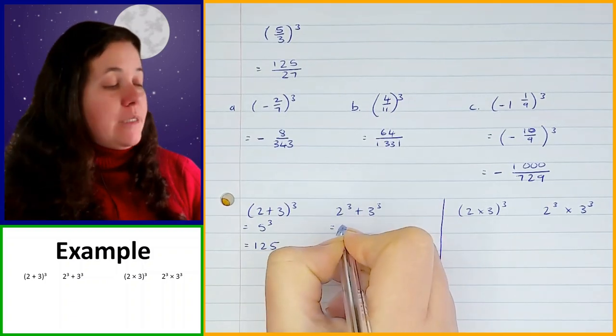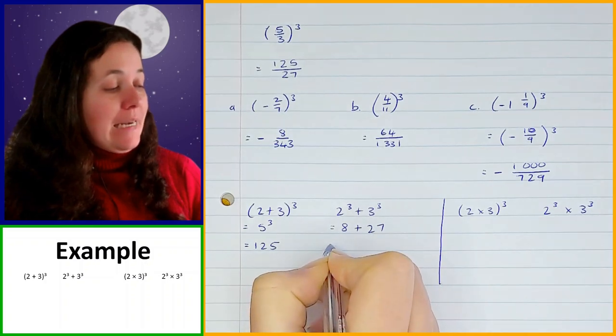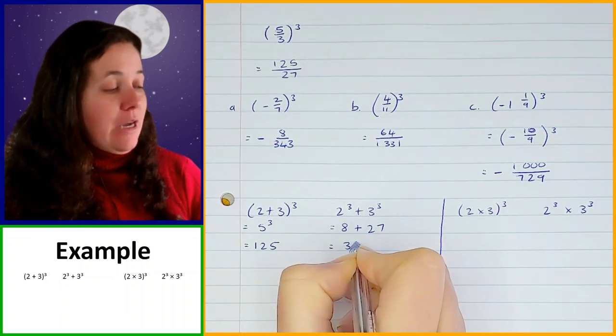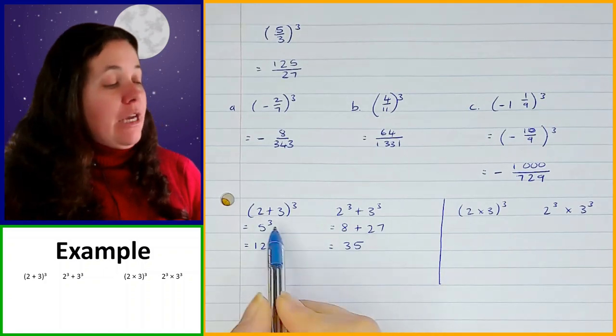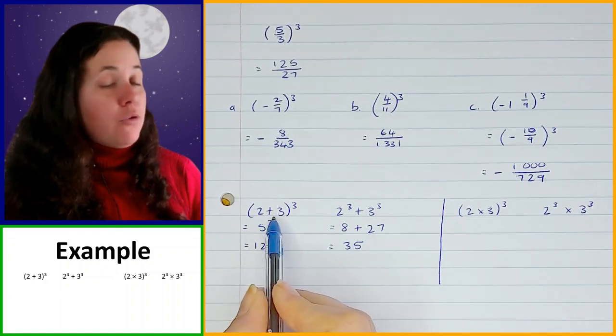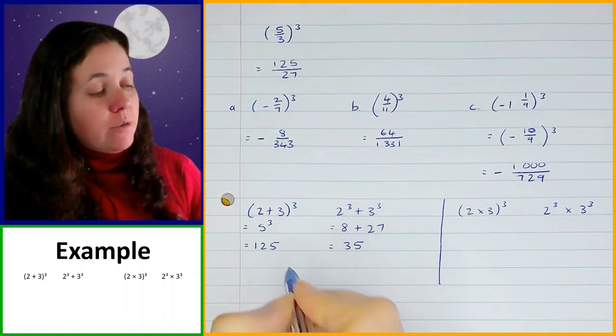So 2 cubed is 8 plus 3 cubed, which is 27. And if I add 8 and 27, that gives me 35. So you can see straight away that those are obviously not the same as each other. So now I can say, therefore, 2 plus 3 cubed is not the same as 2 cubed plus 3 cubed.